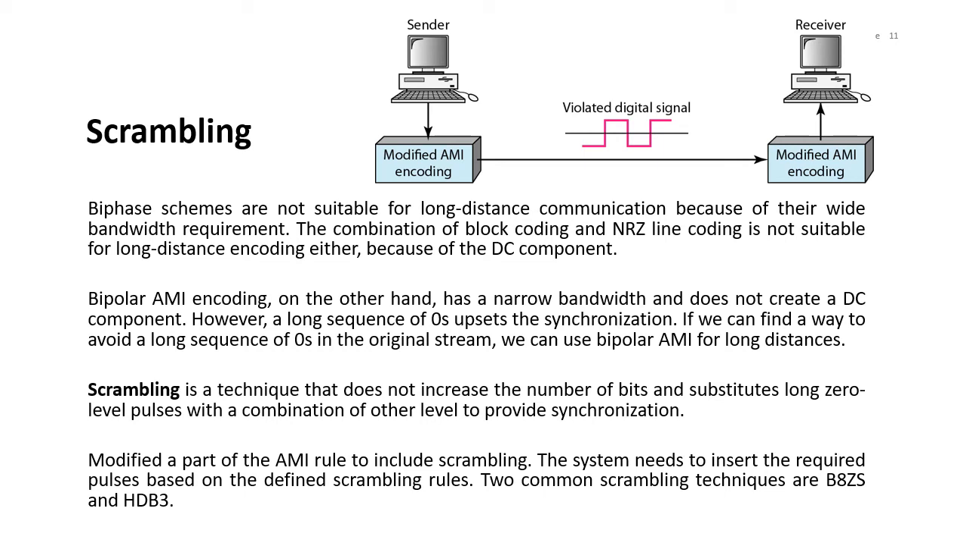So this solution is the one that substitutes long zero level pulses with a combination of other levels to provide synchronization. This solution is called scrambling. We modify part of the AMI rule to include scrambling as shown in this figure. Note that scrambling, as opposed to block coding, is done at the same time as encoding. So the system needs to insert the required pulses based on the defined scrambling rules. Two common scrambling techniques are B8ZS and HDB3.